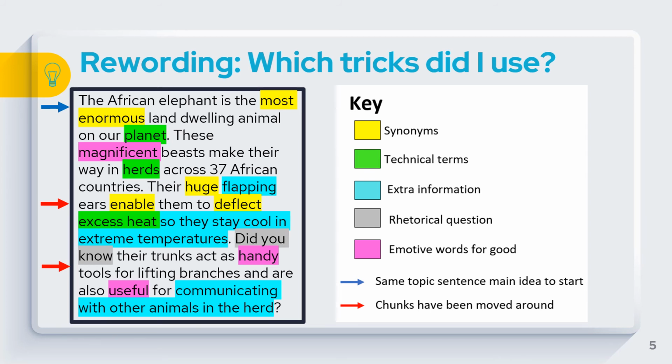So if you use these tricks, these rewording tricks, you're going to be able to paraphrase and make a passage look really different. You will also need to acknowledge the source in your assignment, but these rewording tricks are very useful.